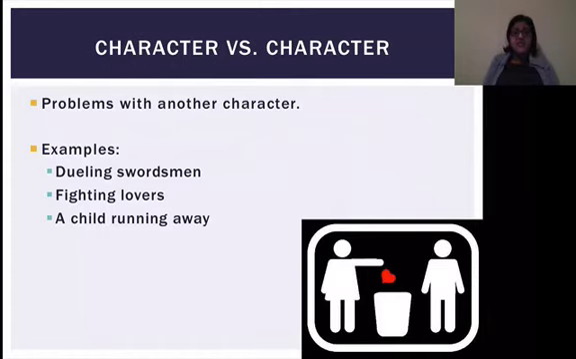There's character versus character, which is when there are problems between the protagonist and another character. So examples are dueling swordsmen, fighting lovers, or even a child running away. So it has to be 2 people in opposition.